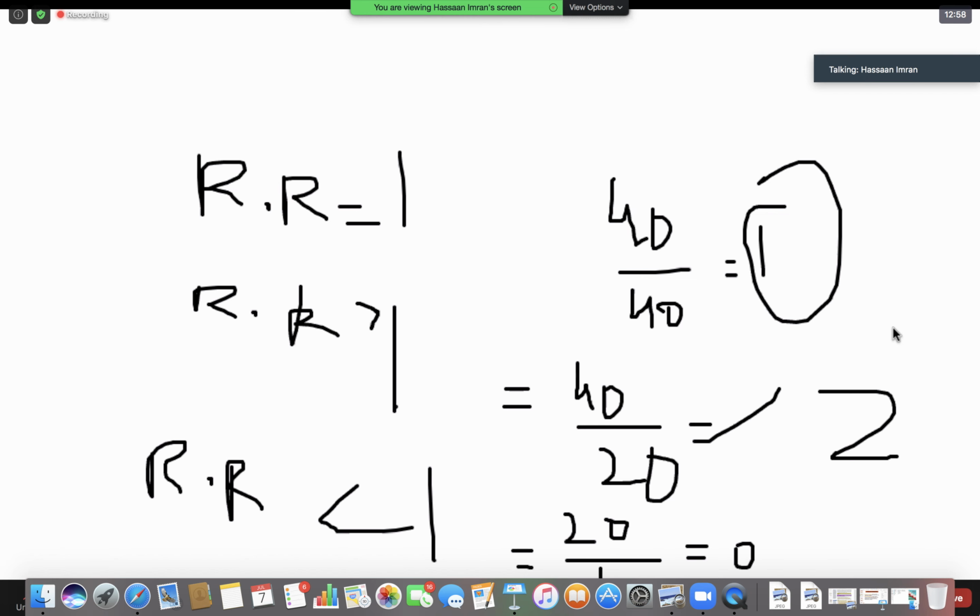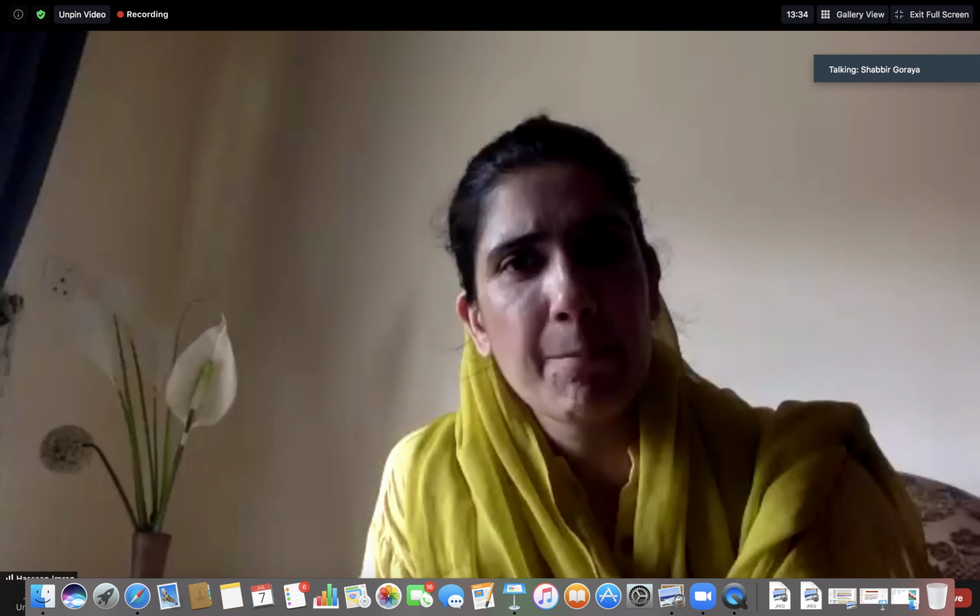Okay, or if the odds ratio is greater than 1, we'd say that cases were this many times more likely to have that particular exposure as compared to controls. Or if it is a negative association, you would say that cases were less likely exposed to that particular risk factor as compared to controls. Right? Everyone is clear about interpretations? Any query? Yes, ma'am.